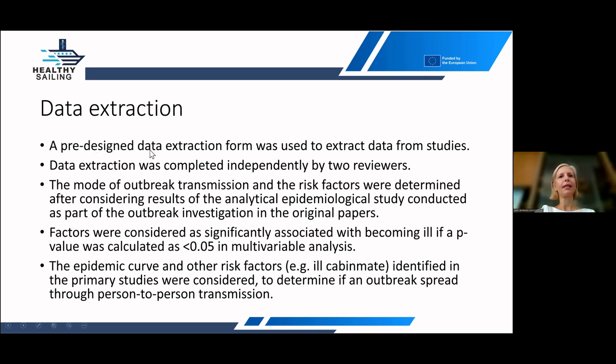Data extraction was conducted using a pre-designed data extraction form. Data extraction was completed independently by 2 reviewers. The mode of outbreak transmission and the risk factors were determined after considering results of the analytical epidemiological study conducted as part of the outbreak investigation in the original papers. Factors were considered as significantly associated with becoming ill if a p-value was calculated as less than 0.05 in multivariable analysis. And the epidemic curve and other risk factors identified in the primary studies were considered to determine if an outbreak spread was through person-to-person transmission.